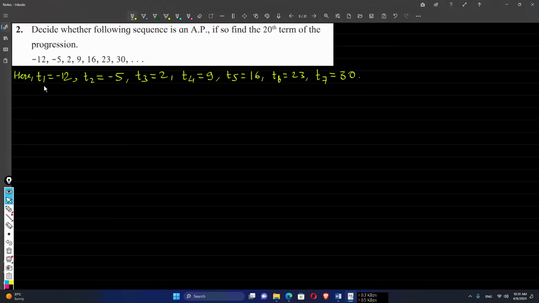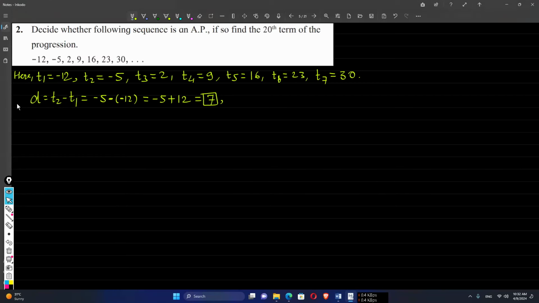Okay, now we have to find d, and the formula for d is d equals t2 minus t1. So t2 is minus 5 minus minus 12, meaning minus 5 plus, because this negative sign and the negative sign in the multiplication return us a plus sign, the positive sign. So we can write here minus 5 plus 12, which will give us the number positive 7.